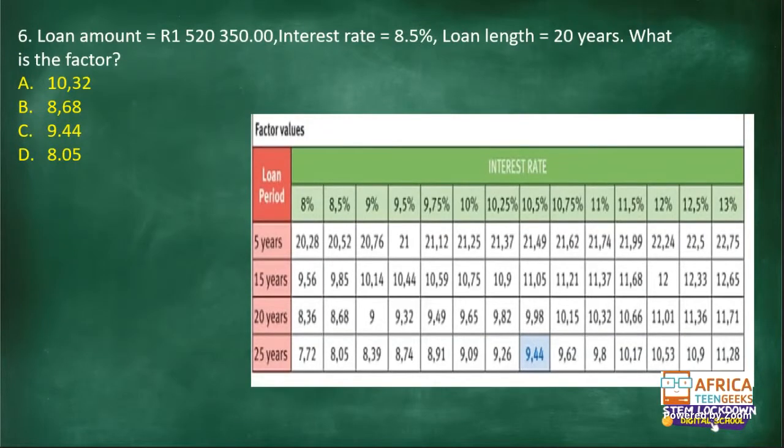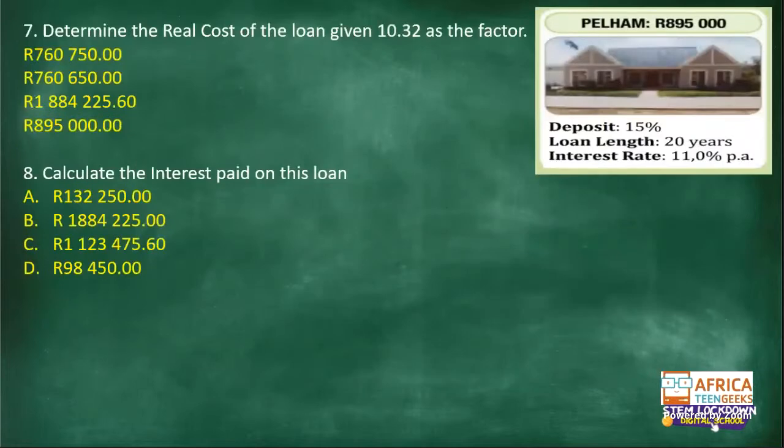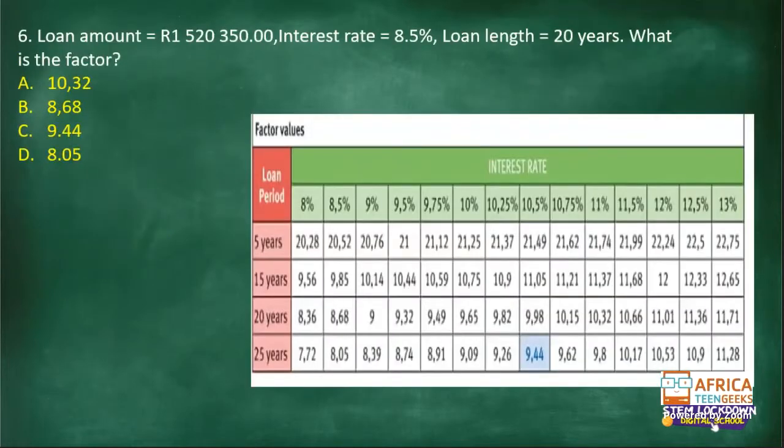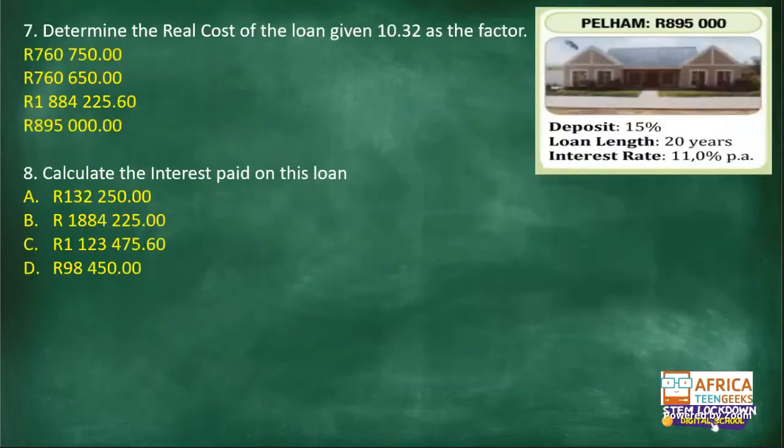So if the period is 20 years, then the amount will be 1,520,000. It will now escalate. Remember, the original amount was 1,520,350 rand. So at 8.5%, of course, now if it is 10.32 factor, your amount is bound to escalate. So meaning that the correct amount will now be 1,884,225 rands and 60 cents once we use the factor value there of 10,32.